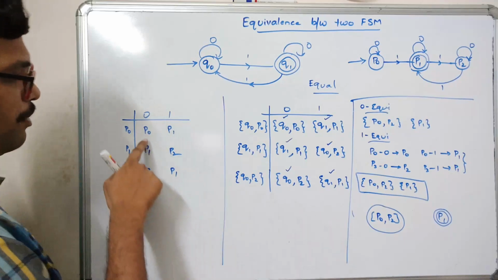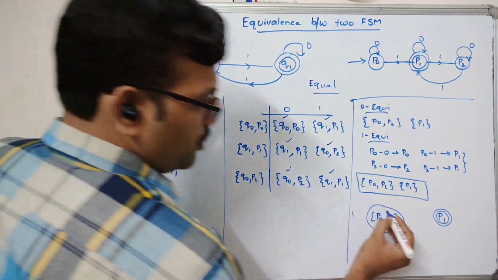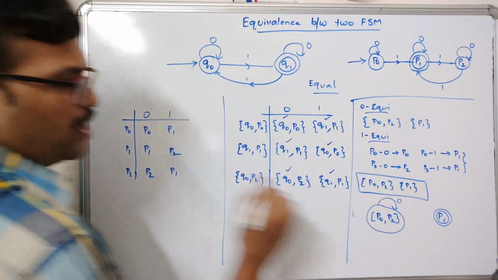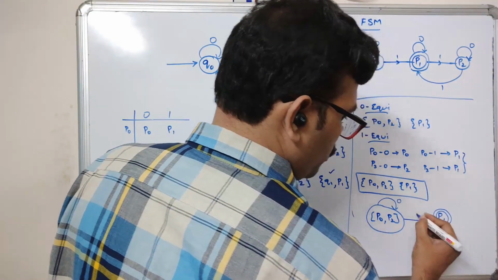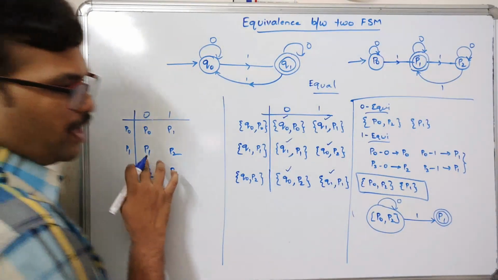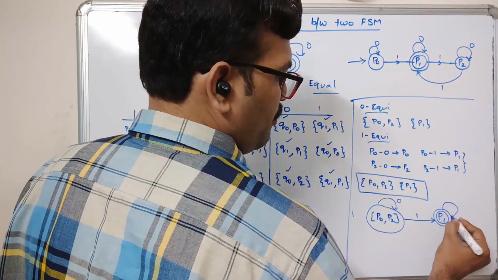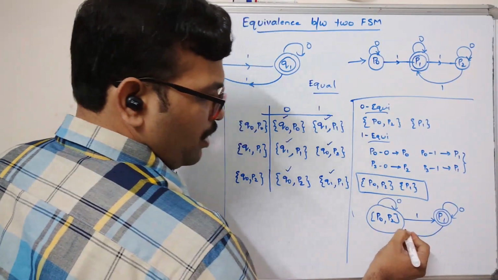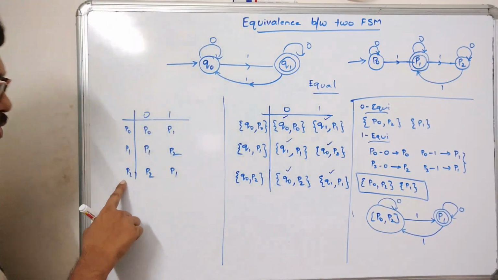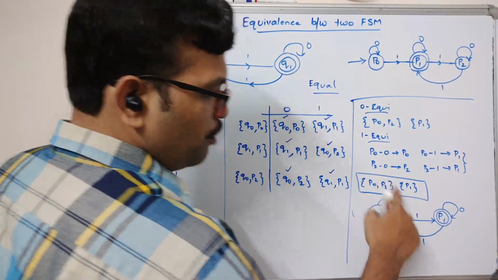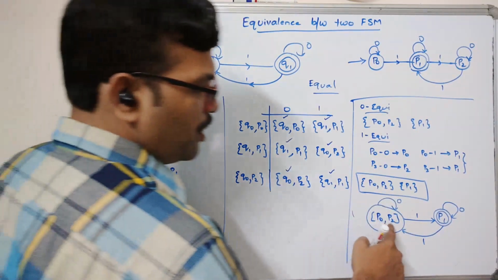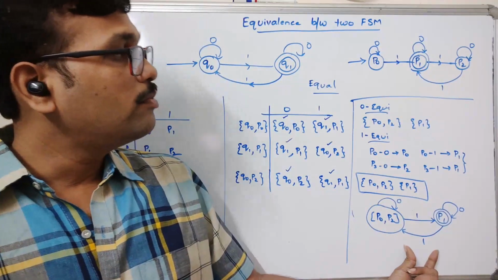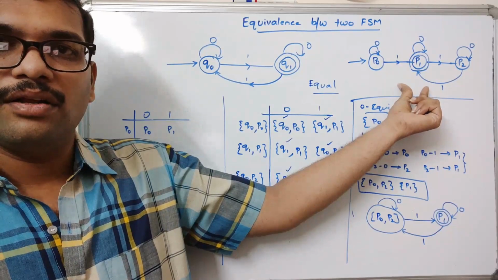Right? Now you can observe here P0 on 0, P0. So simply give the initial self transition. P0 on 1, it moves to P1. P1 on 0, P1. P1 on 1, it moves to P2. P2 on 0, P2. P2 on 1, P1. So this is the diagram for this particular finite state machine.